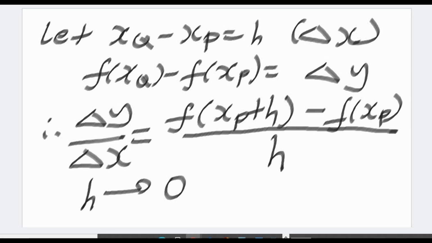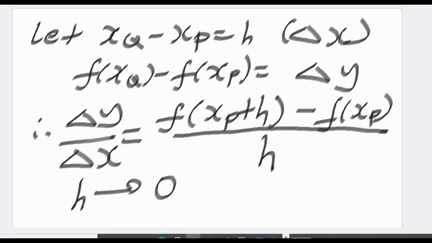Anyway, let's get back to mathematics. We want the interval h to be as small as possible, but it will never be 0. So this is where the concept of limit kicks into play. What we're saying here is basically we want to take the limit as h goes to 0.